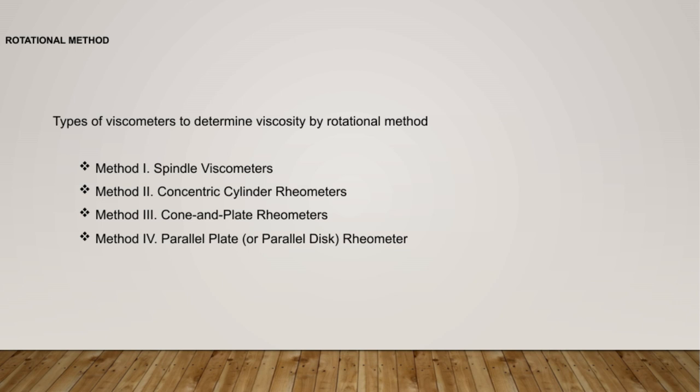Finally, we have the parallel plate, or parallel disc rheometers. This setup involves two parallel plates with the fluid sandwiched in between. As one plate rotates, we measure the torque required, which directly relates to the fluid's viscosity. All of these instruments operate on the rotational method, which is a powerful way to assess how fluids respond to shear forces. They allow us to evaluate complex fluids with accuracy and are fundamental tools in our viscosity measurements. Understanding these types helps us choose the right viscometer for specific samples and conditions, ensuring reliable and meaningful results.